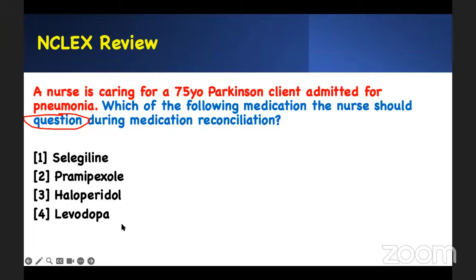What is the concept? Straightforward. A nurse is caring for a 75-year-old client who has what? Parkinson disease. The patient is admitted for pneumonia. Which of the following medications should the nurse question? I've underlined the buzzwords. Those are the things you should focus on. A 75-year-old Parkinson patient is on a bunch of medications, and you want to know which one you should question. The pneumonia is irrelevant. Don't worry about it.